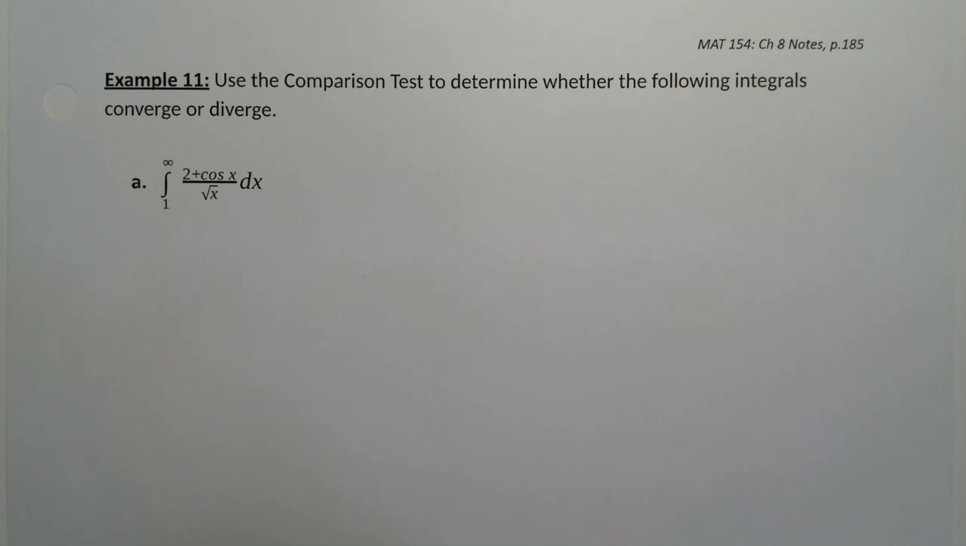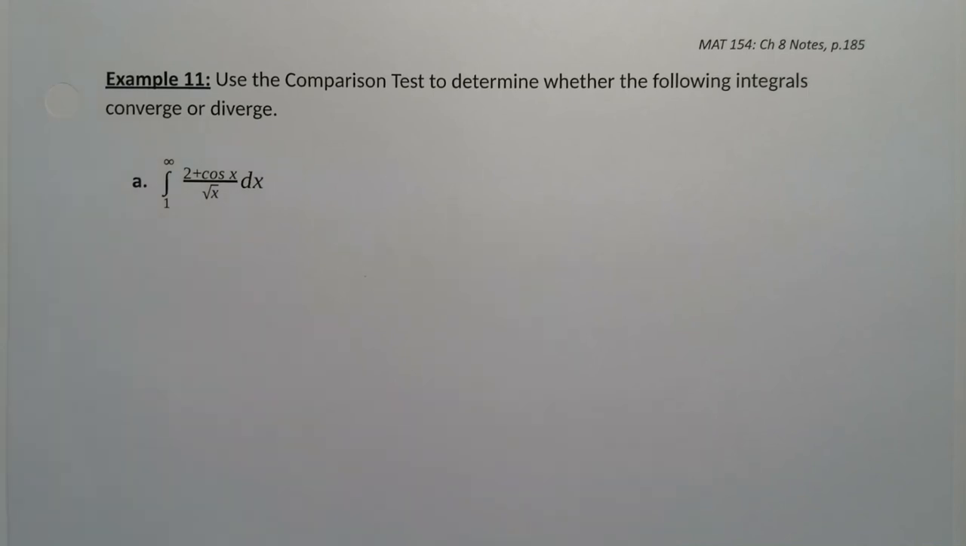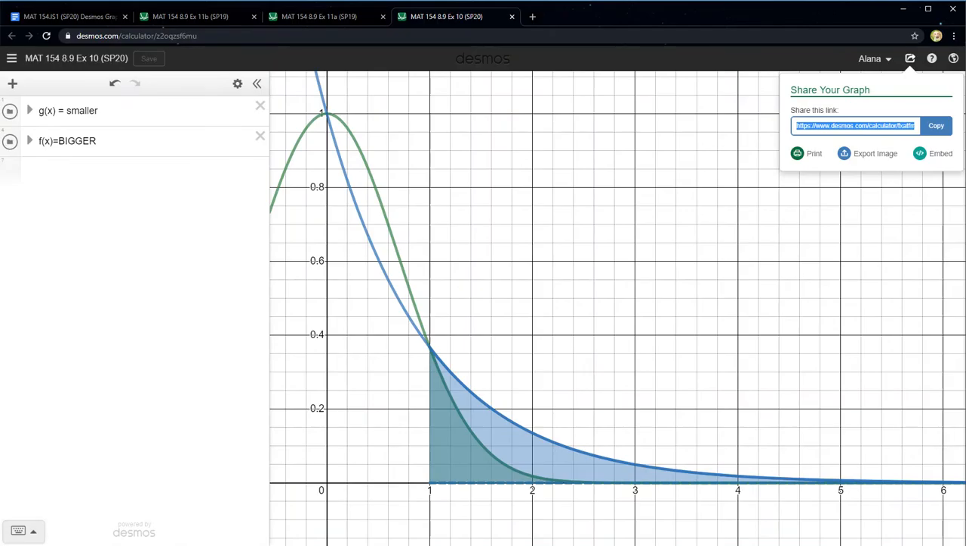Just a couple more applications of the comparison test and we're all done. So let's look at 2 plus cosine of x over the square root of x. Now in this one, they didn't give us the function that they want us to compare it to. So we're going to have to be crafty about it.